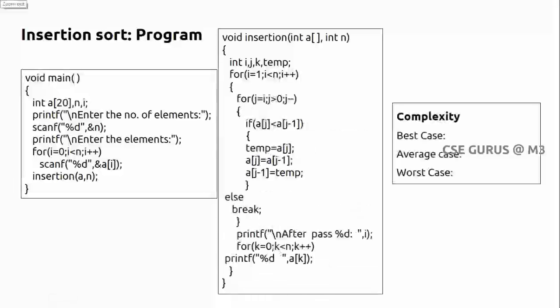Now the last one is complexity. What is the complexity of insertion sort? You can see, in the worst case it has to go n square times, of course, with 2 nested for loops. In the worst case it is big O of n square, and the same for the average case. Now what about the best case? There is a best case here also, if the elements are all in sorted order.